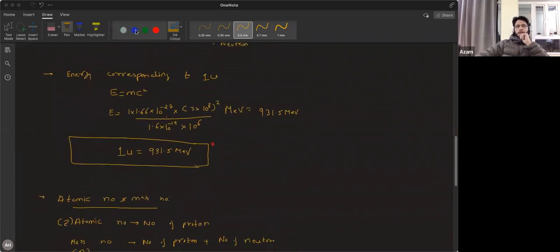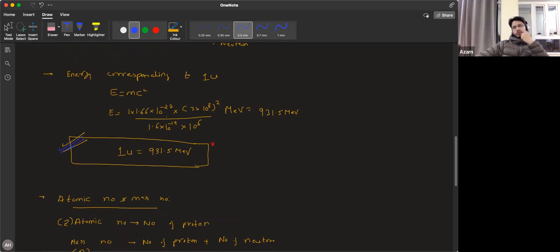And again, you have to memorize this data as well. This one: one atomic mass unit is 931.5. You have to memorize this.